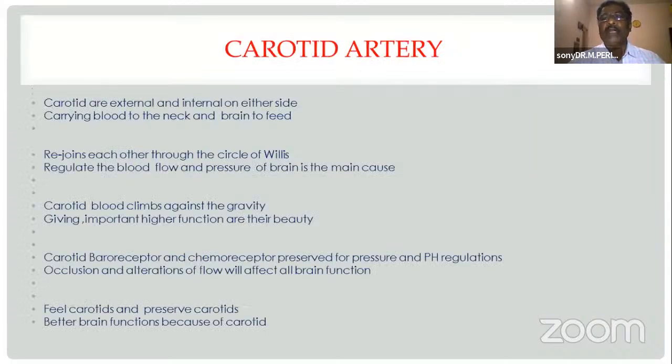So the carotid artery is the more important artery, which is supplying our whole brain as internal and external. Small poem about that. Carotids are external and internal on either side, carrying blood to the neck and brain to feet. Rejoin each other through the circle of Willis, regulate the blood flow and pressure of brain is the main cause. Carotid blood climbs against the gravity, giving important higher function. Carotid baroreceptor and chemoreceptor present for pressure and pH regulations. Occlusion and alteration of flow will affect all brain function. So always feel carotids and preserve carotids for better brain function.